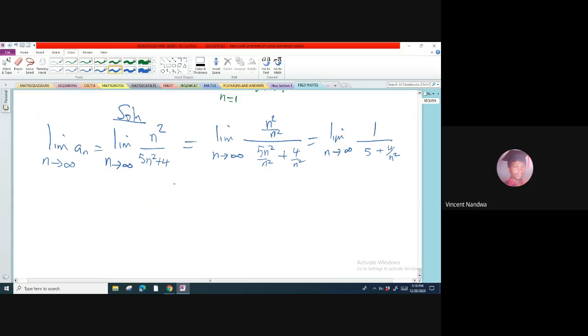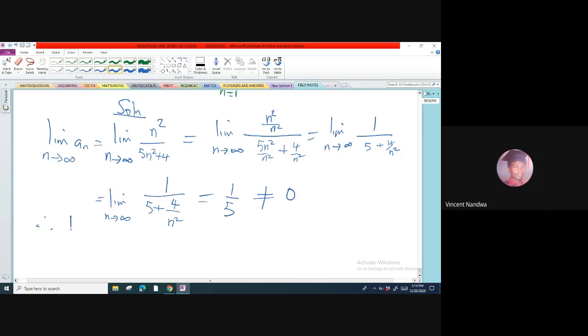And then that one will give us 1 over 5, so this is not 0. So therefore the series diverges by the test for divergence.